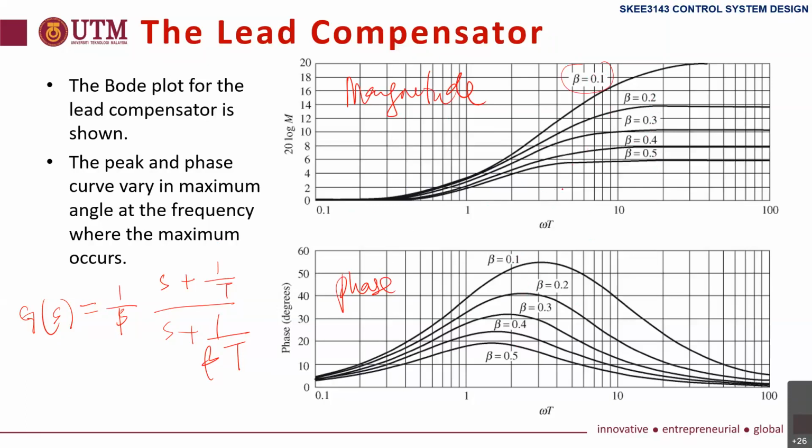This is the plot for the lead compensator, okay, with respect to beta. And they are different based on beta. And also there is what we call a maximum angle, maximum phase. They are also depending on the value of beta. Okay, let's move.